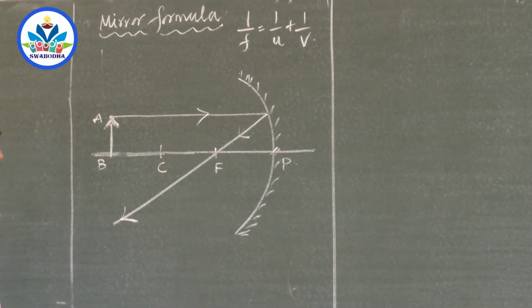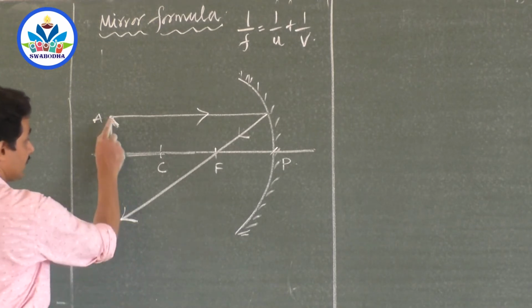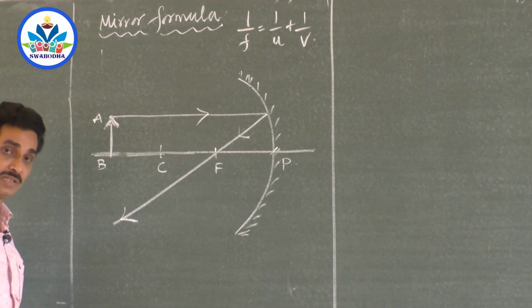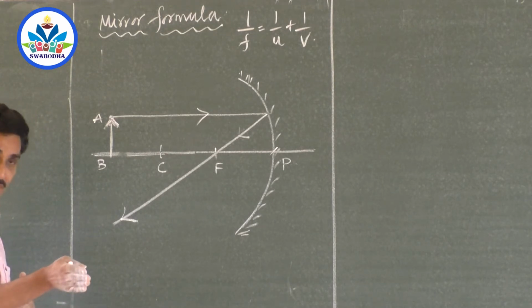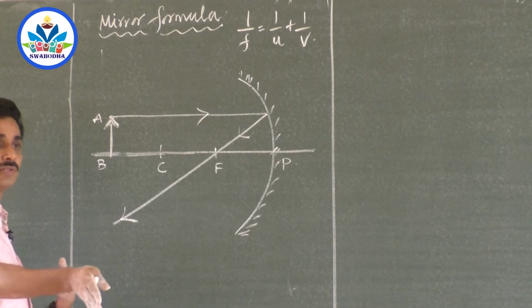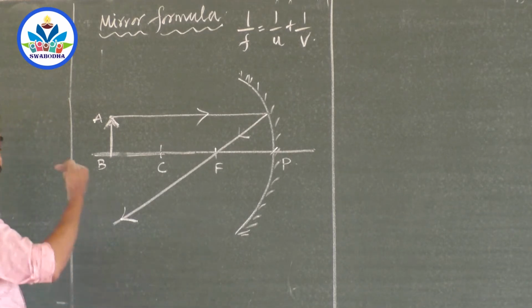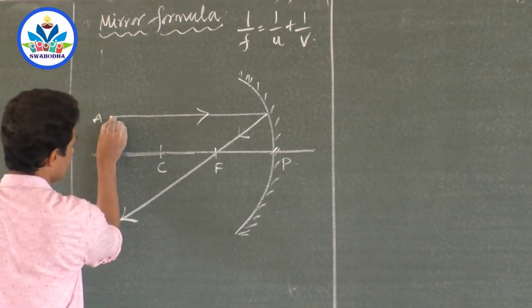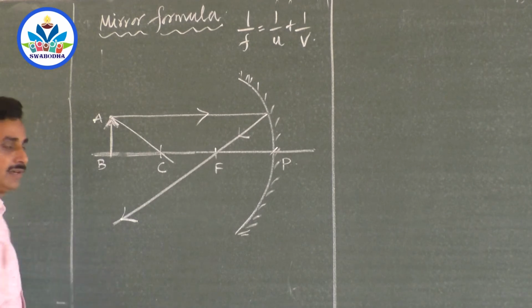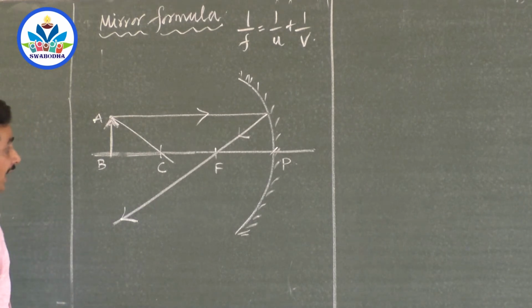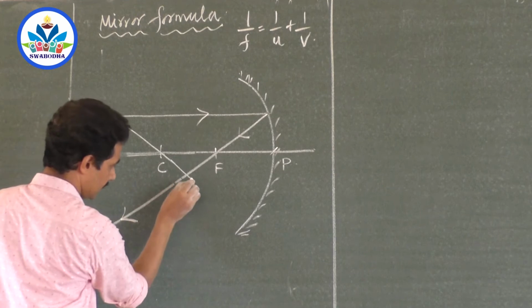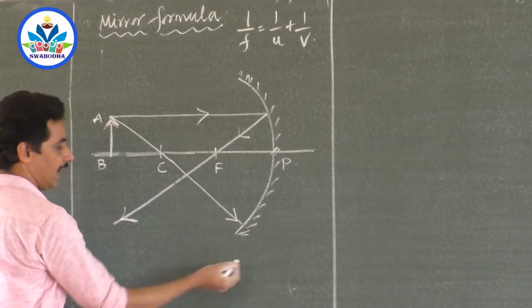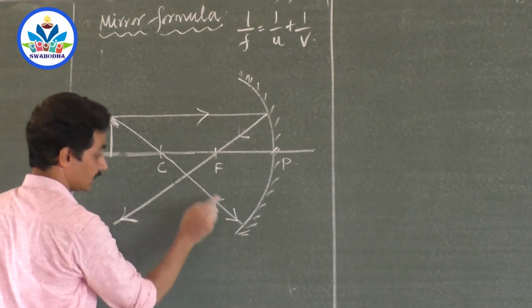Now let me take another ray which is passing through the center. You know that any ray passing through the center is incident normally on the mirror, because any ray directed towards the center of curvature is normal to the surface. So it should get reflected back along the same path but in the opposite direction. So how should I trace the ray which is passing through the center? Another student of the same class has moved in this direction, and he is incident on the mirror normally. So one ray hitting the mirror is reflected back along the same path, because this is normal incidence.